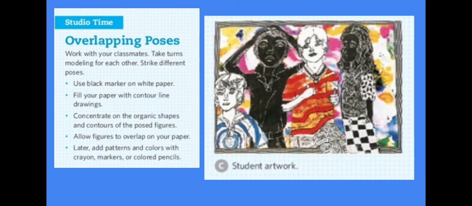And you can look here in this picture. People are facing different directions. There's not a whole lot of detail in the artwork. It's kind of what we did in the last project without the shading. Contour drawings don't really have shading, but they do have details that show textures using lines and patterns.